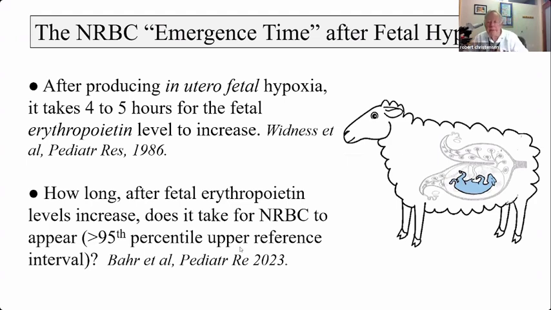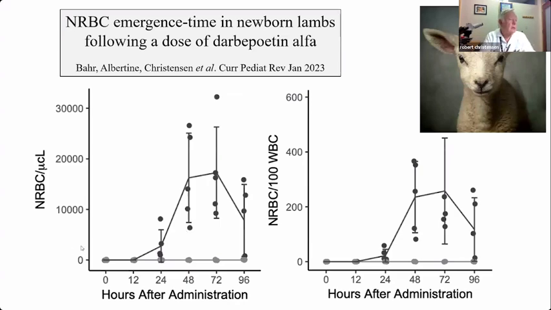So I'm going to end this segment with some sheep studies that try to measure the nucleated red blood cell emergence time after fetal hypoxia. These first studies were done by Jack Widnes in Iowa. After producing in utero fetal hypoxia, it takes 4 to 5 hours before the fetus starts increasing erythropoietin gene transcription and production of EPO to the point where the blood level elevates. After the EPO goes up following hypoxia, how long does it take before nucleated red cells appear in the blood? This is a study that follows Jack Widnes' study to answer that.